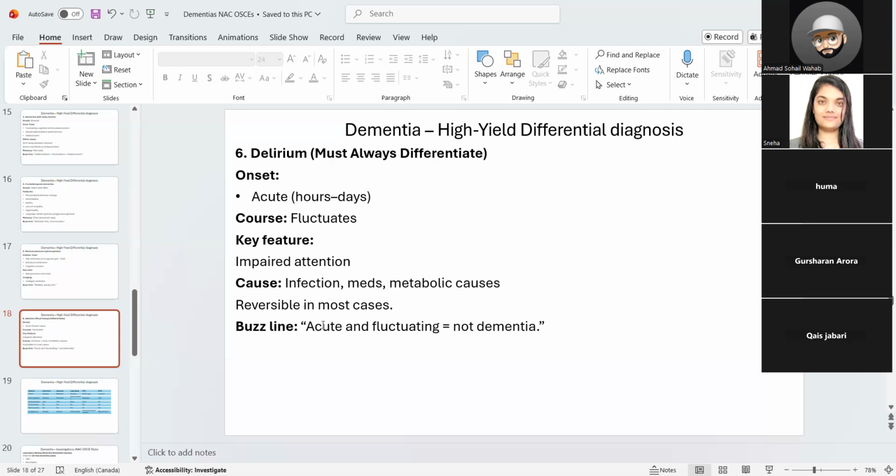In most cases, delirium can be reversed quickly. In some cases, it may progress to dementia, but in most cases, it's treatable or reversible. Now, the bottom line for delirium: if it is acute and fluctuating, not gradual, it's more likely to be delirium.